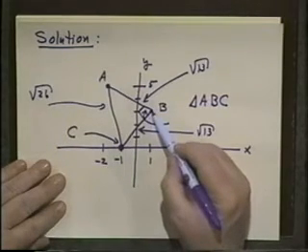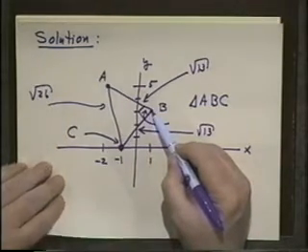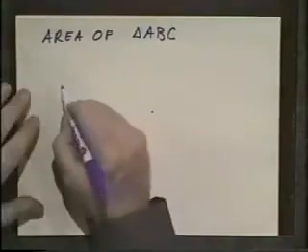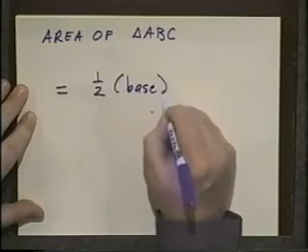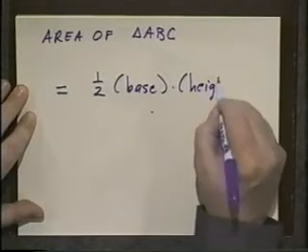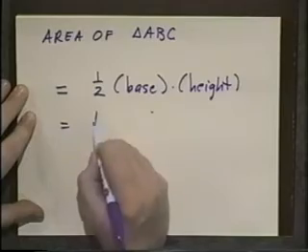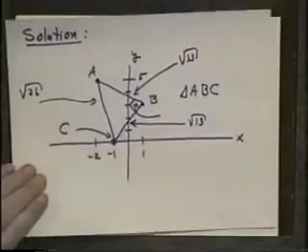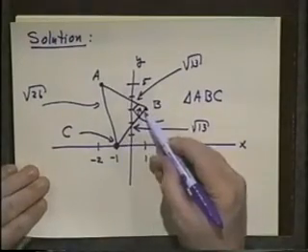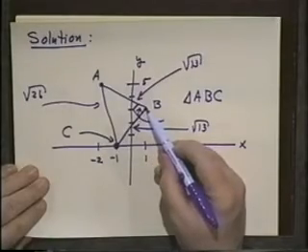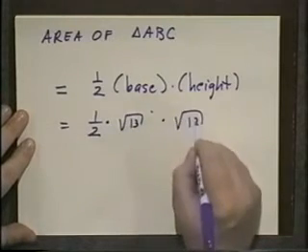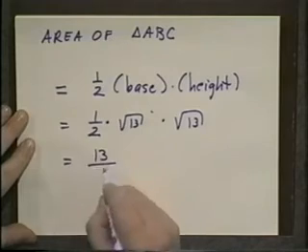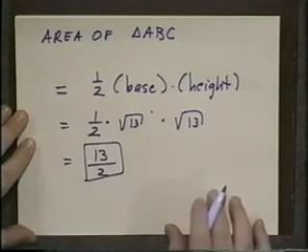Well, to find the area of a triangle, you take area equals 1/2 base times height. In this case, it's 1/2. If I decide to take this as the base, that's square root of 13, and then at right angles to it is the height, also square root of 13. So I have square root of 13 times square root of 13. Well, of course, that's 13 halves. And there is the area of the triangle.